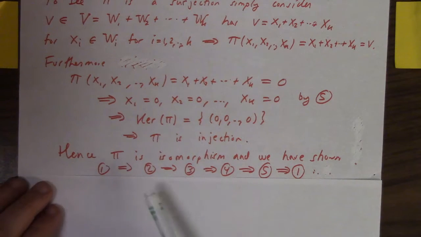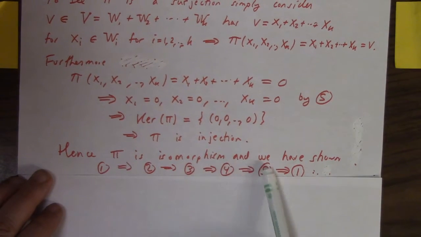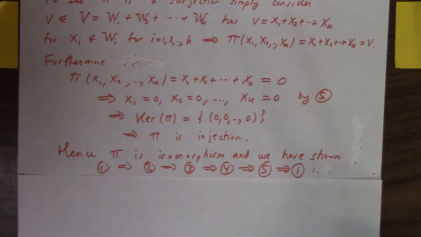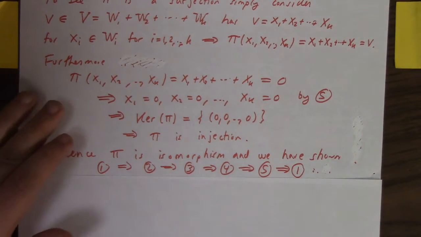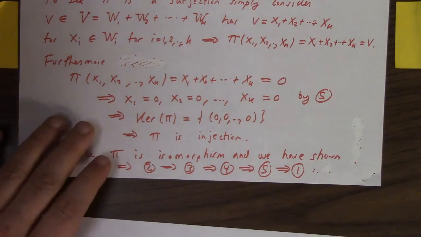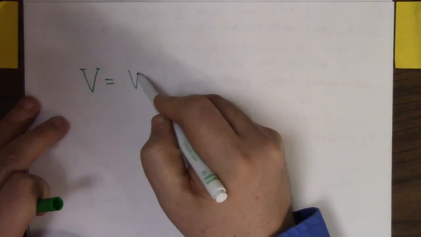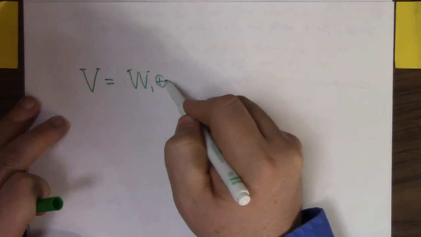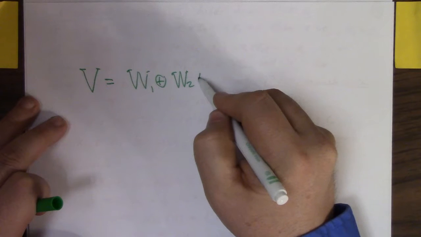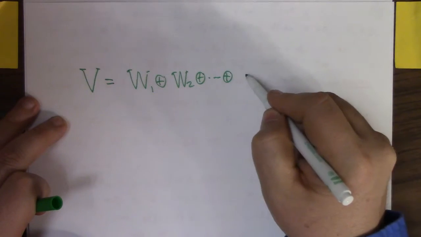And consequently, we've shown that 1 implies 2, implies 3, implies 4, implies 5, implies 1, which logically will give you 1 equivalent to 2, 2 equivalent to 3, 3 equivalent to 4, 4 equivalent to 5. So there you go. These are our 5 equivalent characterizations of a vector space being formed by the direct sum decomposition of W1 through Wk. And the takeaway message from this is, when this is the case, we write V is equal to W1 direct sum W2 direct sum up to Wk.